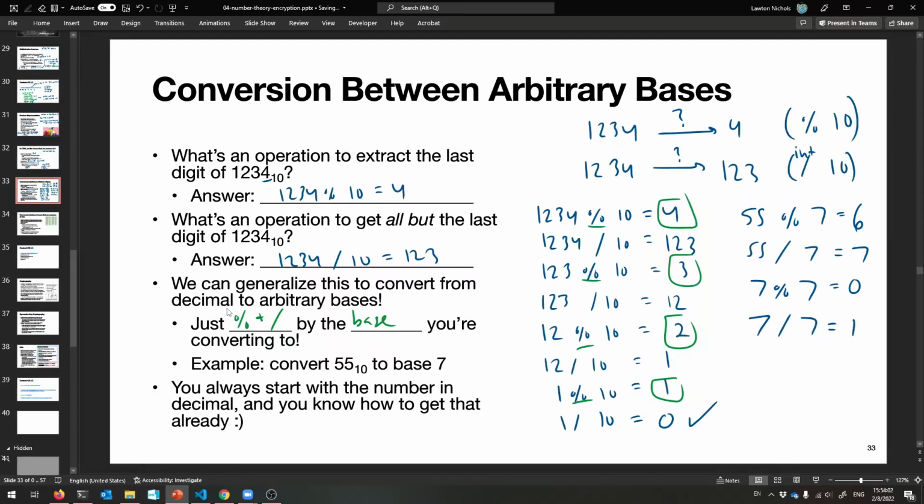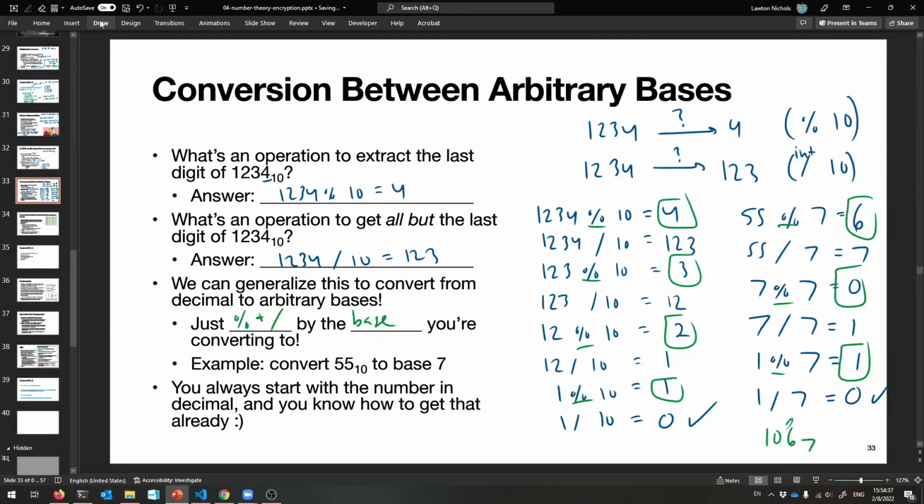All right, let's convert that to base 7. 1 mod 7 equals 1. 1 integer divide by 7. Let's get rid of that 1, so we can convert the rest. Oh, that's 0. That means we're done. Okay? So every time we took a modulus by the base we're trying to convert to, here, here, and here, I got a digit. 106. And apparently, the answer is 106 base 7.